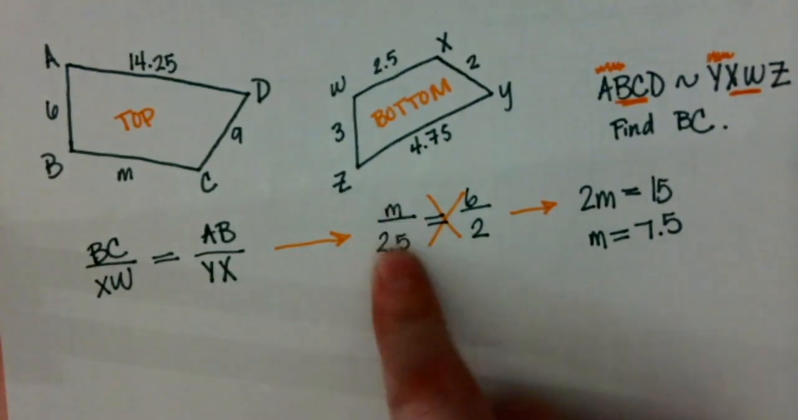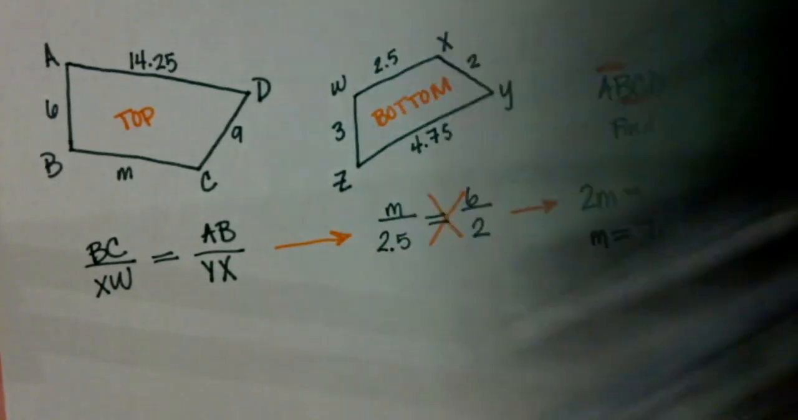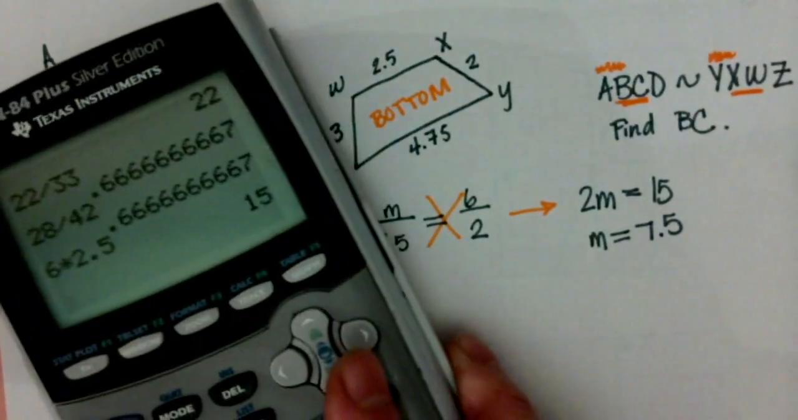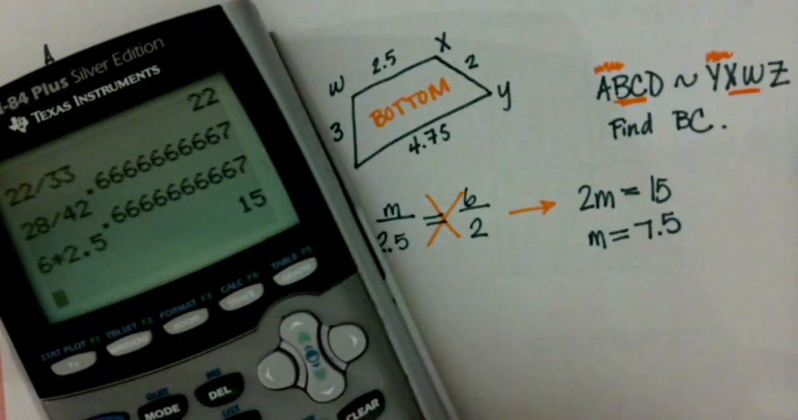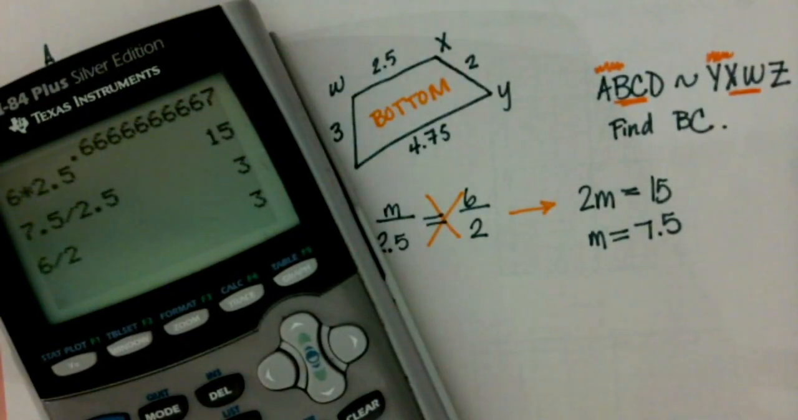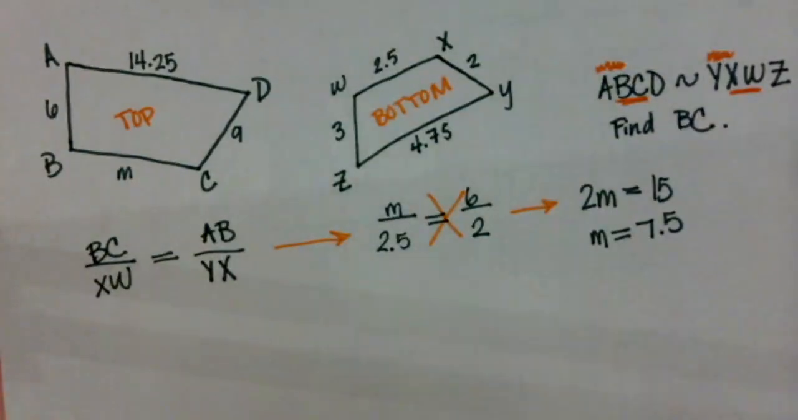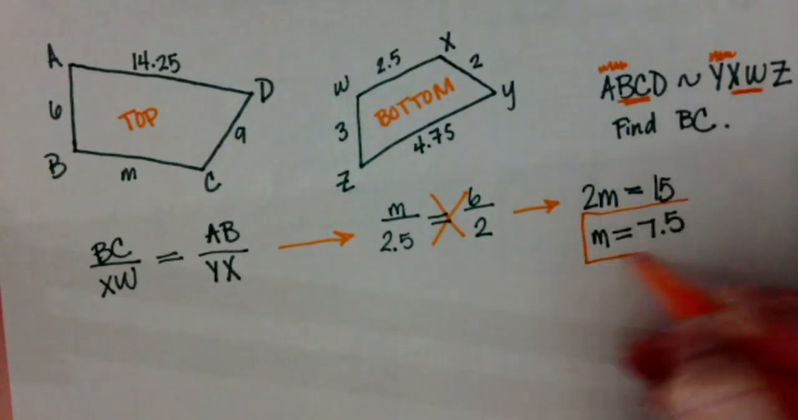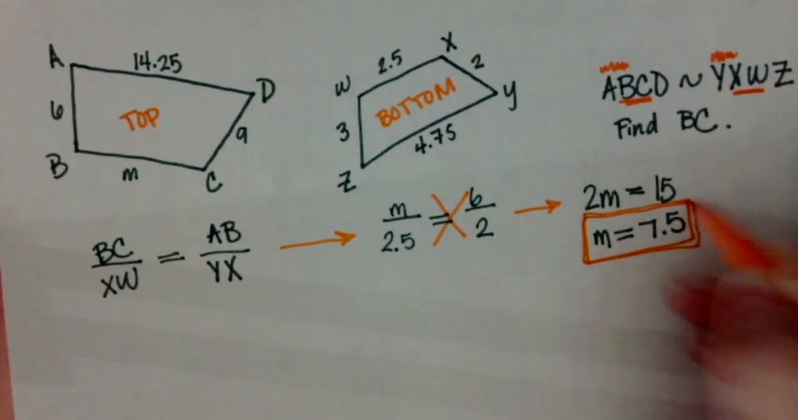And that's just making sure that our proportions are actually equal. So I can do 7.5 divided by 2.5, and I get 3. And 6 divided by 2, and I get 3. So I am 100% sure that this is the correct length of BC.